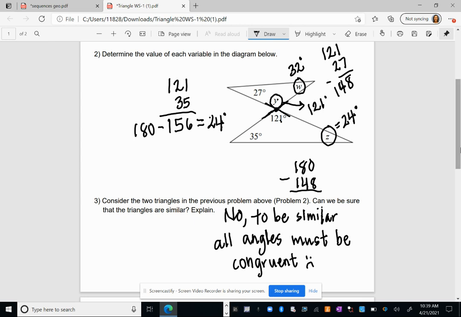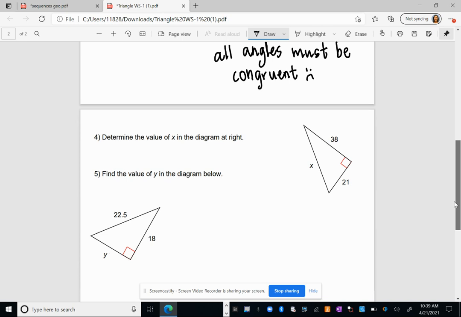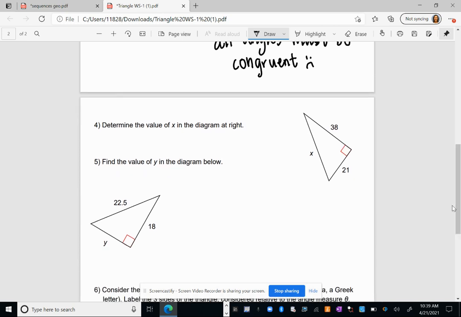All right, so that was pretty much review. Now this new idea, well, actually this is still review. I'm a liar. Determine the value of x in the diagram at the right. So this is a right triangle. We've got two sides. And so we've got Pythagorean theorem. I'm going to write that up here.